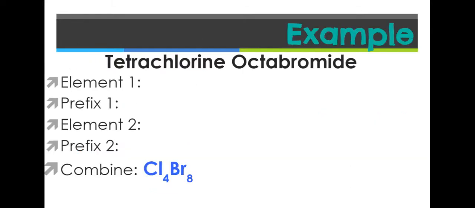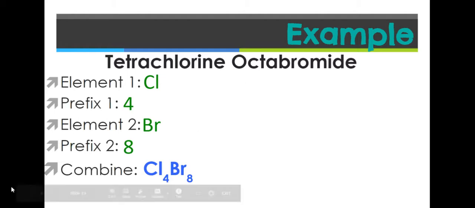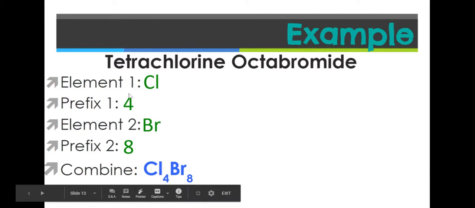So for example, tetrachlorine octabromide. The first element is chlorine. The chemical symbol for chlorine is Cl. The first prefix is tetra. Our Greek prefix chart tells me that's 4. The second element is bromide, which is bromine. So that's Br. And then that octa we know is 8, like octopus. And then you just combine all of that together into a formula. Cl4Br8.